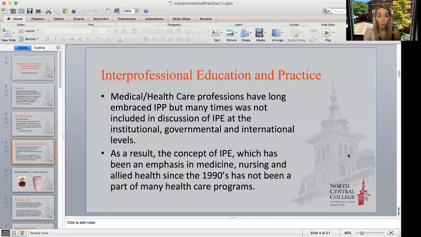As a result of that, in the early 1990s, so 30-ish years ago, starting with medicine and nursing, they said, we need to teach this concept of working as a team with other medical professionals while the student is in school. So now we're talking about it in classes like this Intro to Health Science class.